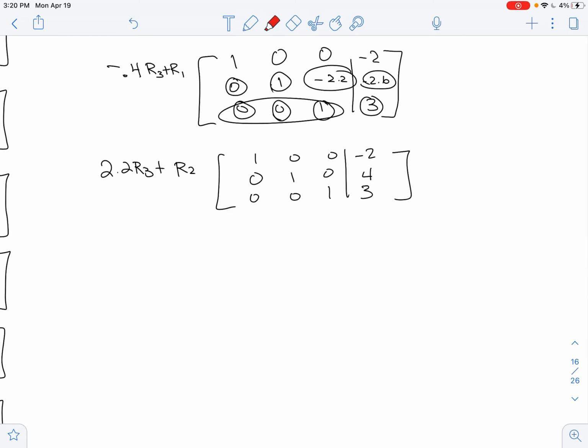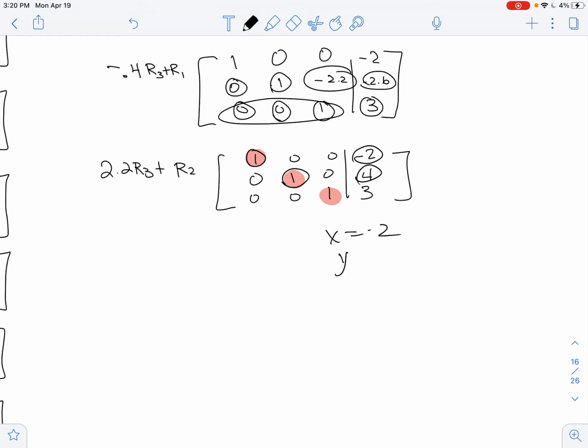So now this is beautiful because I've got my 1s on the diagonal and 0s everywhere else. So I don't have to use back substitution. I just know this is 1x equals negative 2, 1y equals 4, and 1z equals 3.